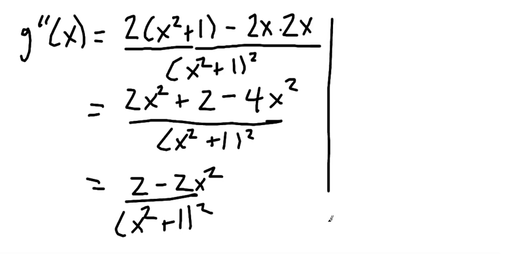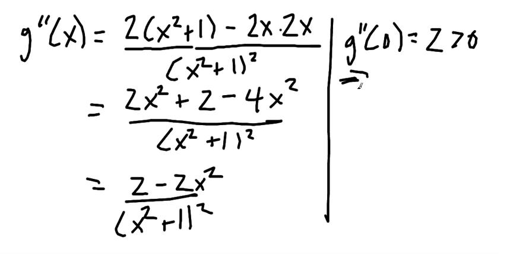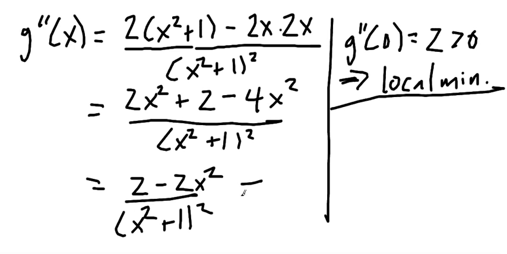If I plug in 0 into here, I get 2 over 1 squared. I just get 2, which is positive, and by the second derivative test, this means we have a local minimum. Now, in terms of concavity, we need to set the second derivative equal to 0, and if I set the second derivative equal to 0, then the top has to be equal to 0. And 2 minus 2x squared is equal to 0.